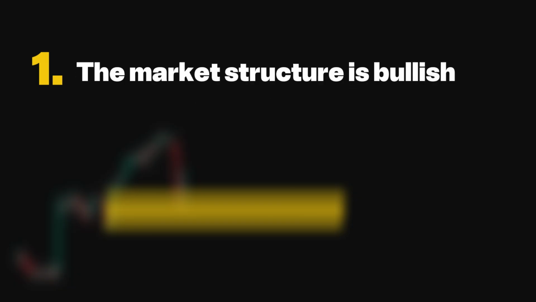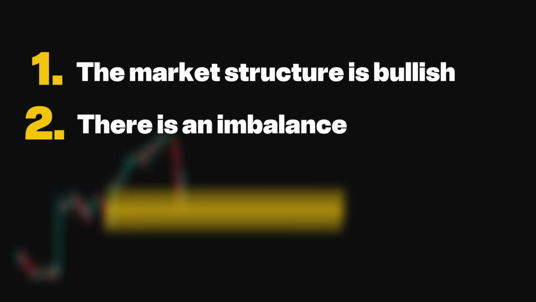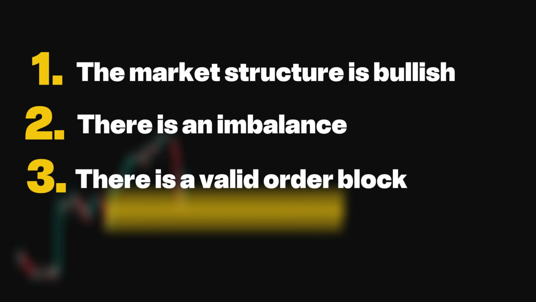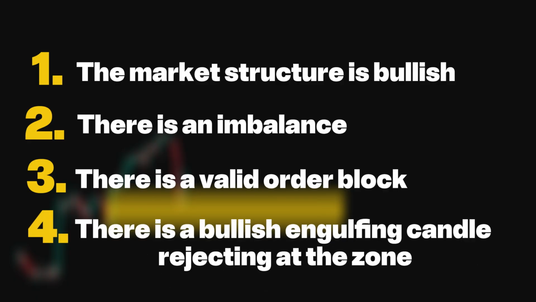First, the market structure is bullish. Price has already broken above the previous high. Second, we have an imbalance, also known as a fair value gap, created during that breakout. Third, price left behind a valid bullish order block within that same move. And fourth, when price returned to this zone, we got confirmation in the form of a bullish engulfing candle. That's 4 strong confluences lining up in one area. This is a high probability setup, so here's how we execute.